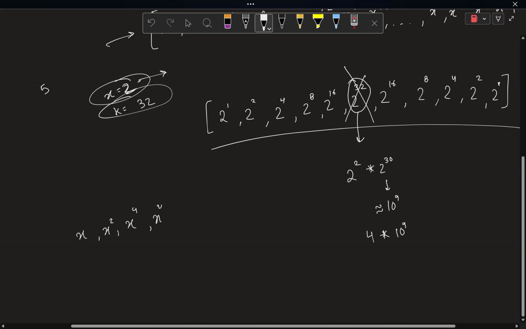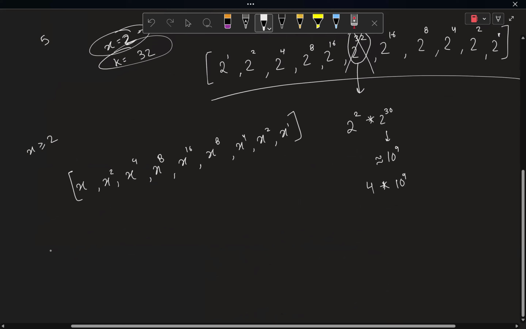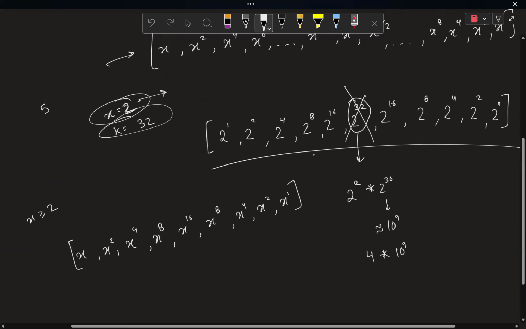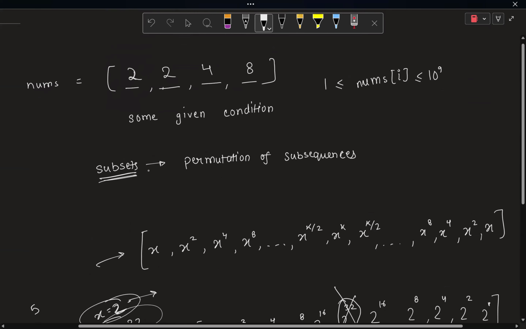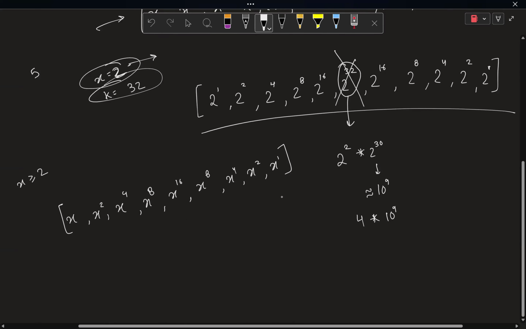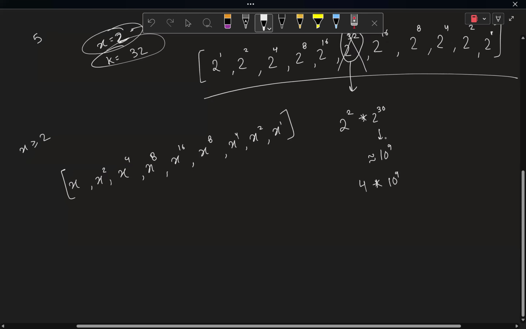X raised to the power 2, x raised to the power 4, x raised to the power 8. X raised to the power 16 is possible for a base like 2 or some other things. Then x raised to the power 8, x raised to the power 4, x raised to the power 2, x raised to the power 1. Like, can I say this thing very clearly? That for any value x which is greater than or equal to 2, there can be no subset which follows the given pattern with the length greater than this thing. Now, can I say this thing? Yes, I can say this thing very easily. So we have just understood one thing, that the subsets which follow this pattern cannot be very large.